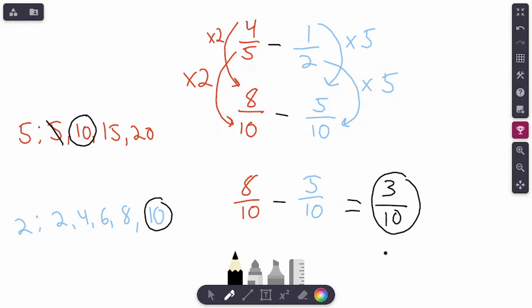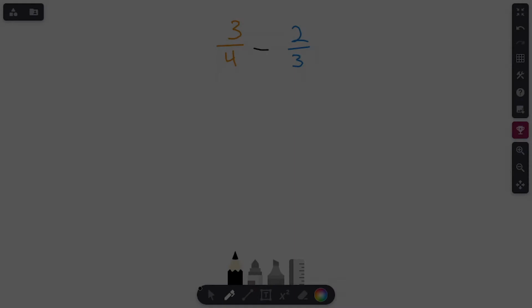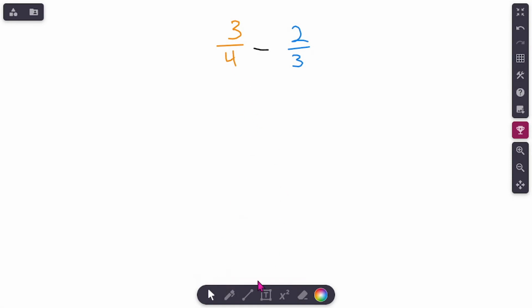Again, once you know how to add fractions with unlike denominators, being able to subtract is exactly the same thing. The only difference is at the end, instead of adding, you're subtracting. Okay? Sounds good? Let's do one more together. One more subtraction. Final problem on the screen, we've got 3/4 minus 2/3.